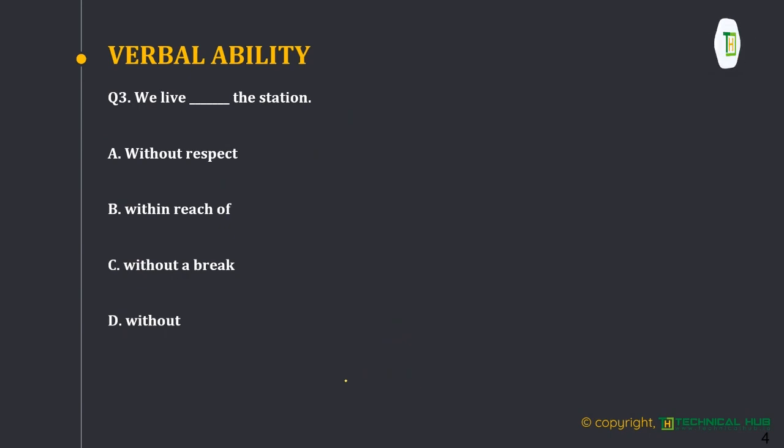Okay. We live dash the station. With respect to the station, we cannot use that. With respect to the station, can we use it? We cannot use it. But "respectively" we can use. That means one by one order is there. They say "respectively". Or you just sit in your respective seats.